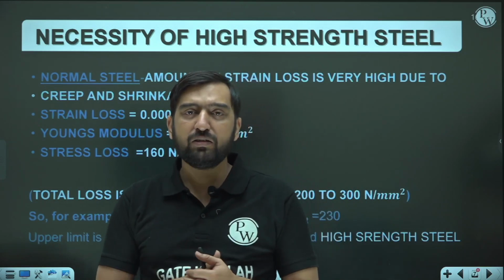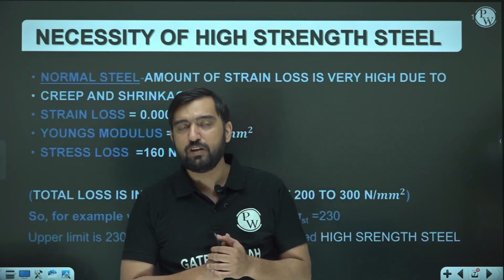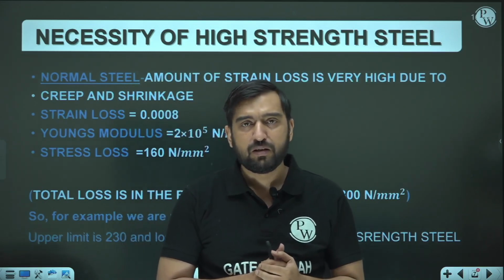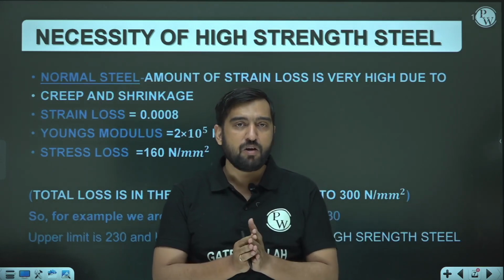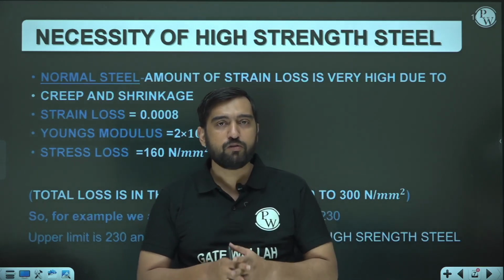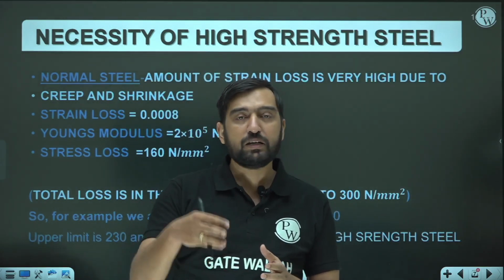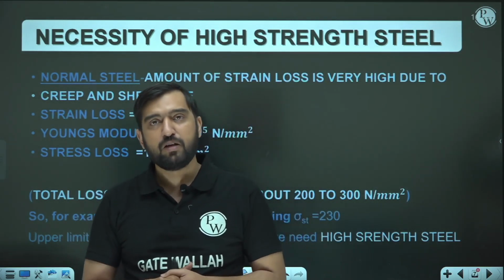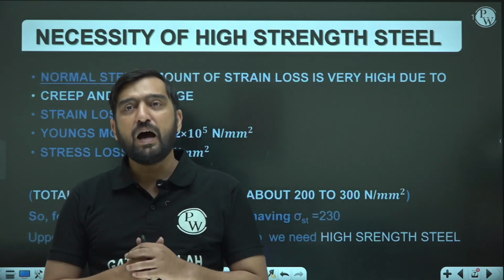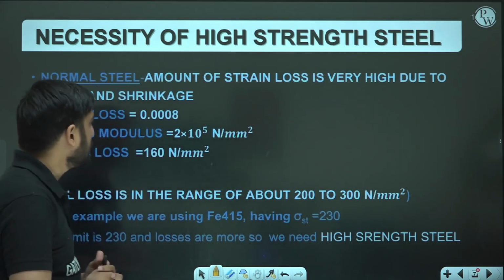And the same thing happens with steel. Normally in conventional RCC we use mild steel 250, HYSD bars 415 or 500, but in pre-stressed concrete we are going to use steel wires whose value is how much? Whose value is greater than 1000, 1200 or 1500 Newton per mm square. What is the reason behind that? So first of all, let's discuss why do we need high strength steel in pre-stressed concrete?